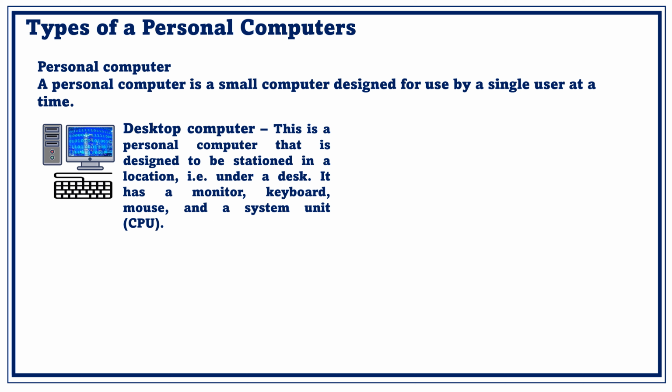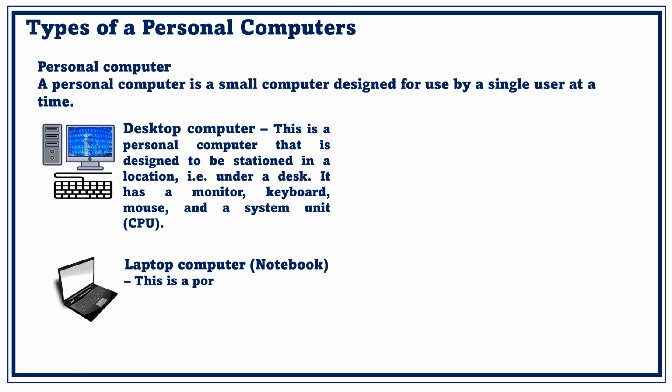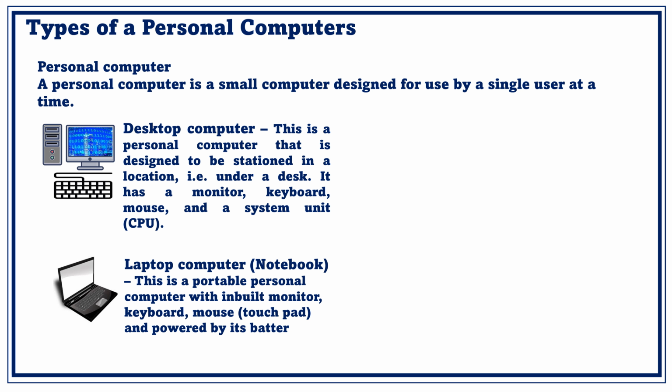It has a monitor, a keyboard, a mouse, and a system unit, which is also known as the central processing unit, CPU, that we've just looked at. Also, there are laptop computers, also known as notebooks. This is a portable personal computer with an inbuilt monitor, keyboard, and mouse, and it is powered by a battery, meaning that whenever there is a blackout, you can still continue working.